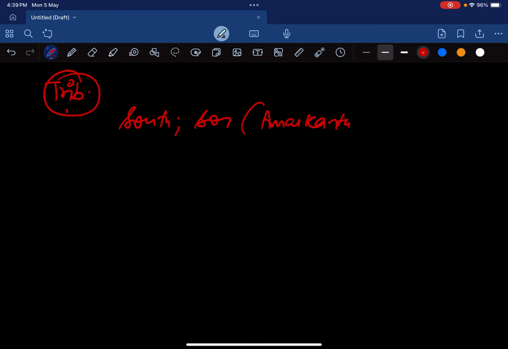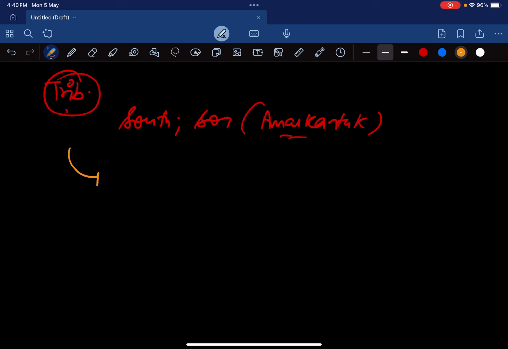Let's look at the tributaries. Right? So the tributary from the south is the Son River, which has its origin in the Amarkantak Plateau. And we all know that Amarkantak is the Patland Plateau, that is a plateau within the larger plateau. We have studied about this in our previous chapter when we were talking about the physiographic divisions, right? So from the south, it has a tributary called Son, which has its origin in the Amarkantak.